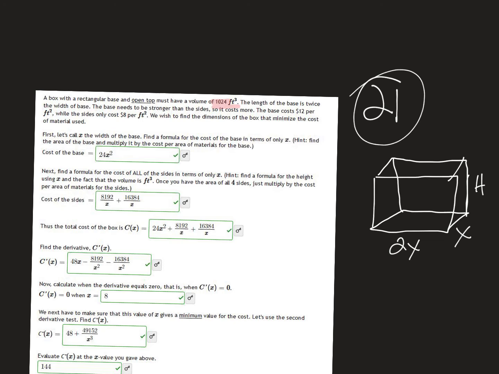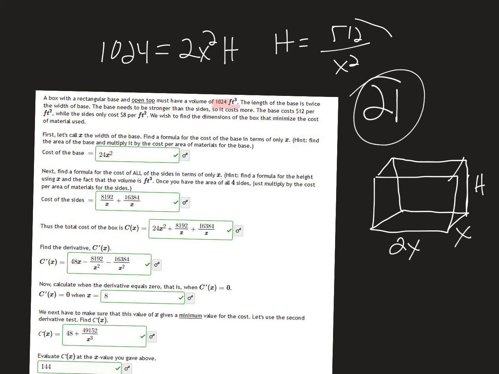It'd be nice, but really I've got three because of the volume. So it'd be nice to get rid of the H at least. And I know the volume for this box has to be 1024. So I know that 2x squared times h has to be 1024. So doesn't h have to be equal to 512 divided by x squared? We'll hold that thought here. That will help us.